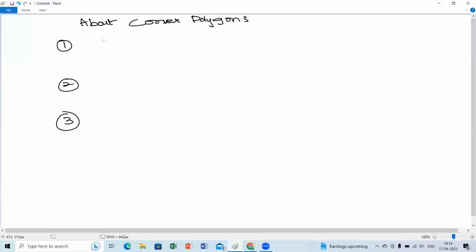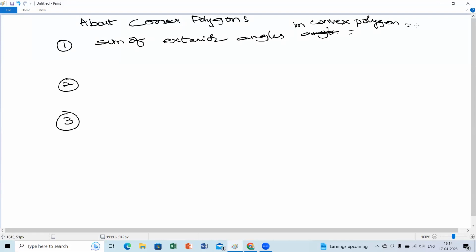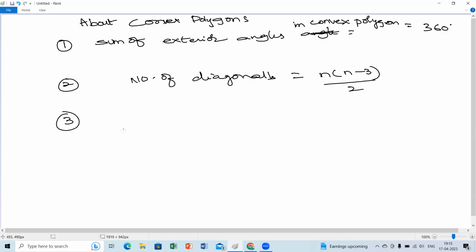The first one is the sum of all exterior angles is 360 degrees. Very good. Sum of all exterior angles in a polygon is 360. Very good. Next point, beta. Number of diagonals. Sum of exterior angles in a convex polygon. It's all about convex polygons, children. Ma'am, and the number of diagonals in a convex polygon is n into n minus 3 by 2. Very good. n minus 3 is in brackets.